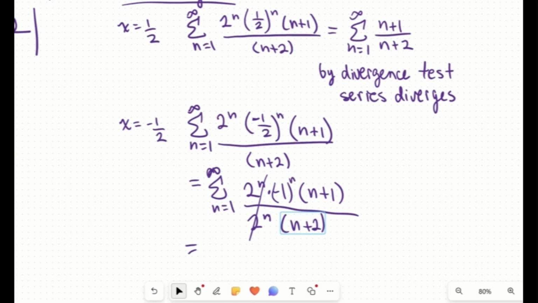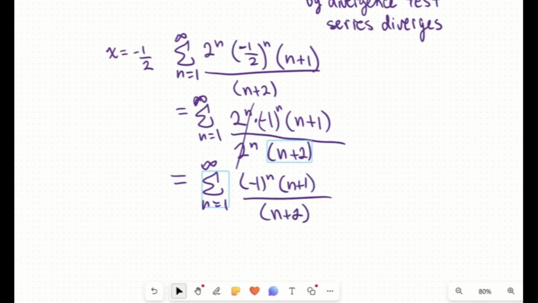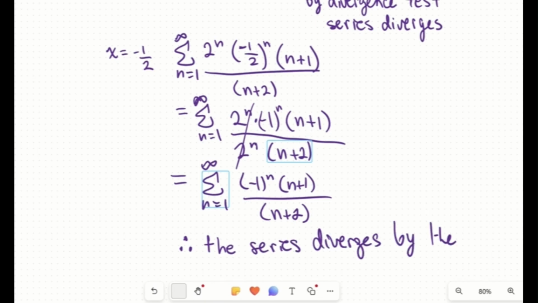Then we simplify this again, and these are going to multiply to give us 1. So we're going to have the series, n equals 1 to infinity, negative 1 to the n times n plus 1, over n plus 2. If we were to take the limit of this, it would just be oscillating, because we have this negative 1 to the n, so it's going back and forth, back and forth. So it's not going to equal 0, which means that the divergence test is conclusive. Therefore, the series diverges by the divergence test.